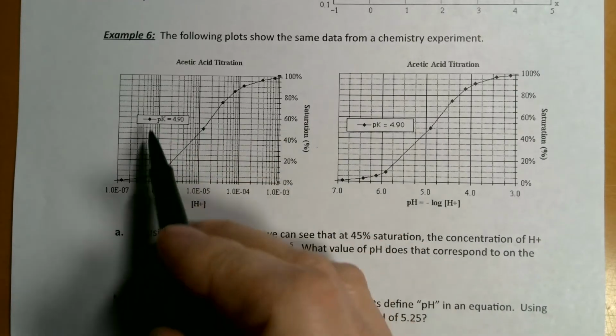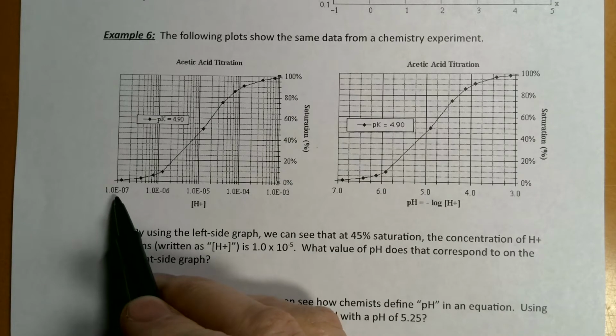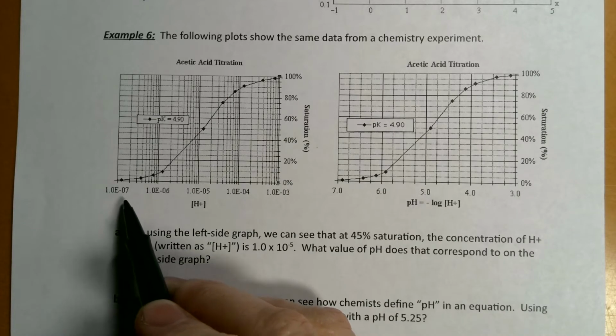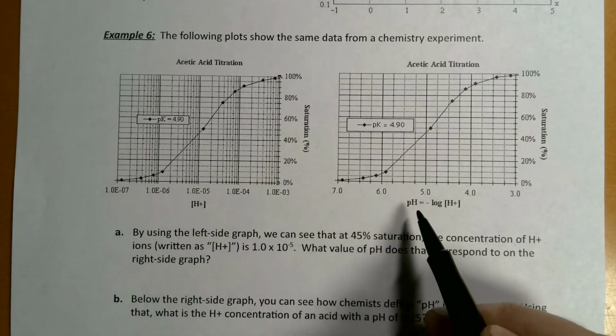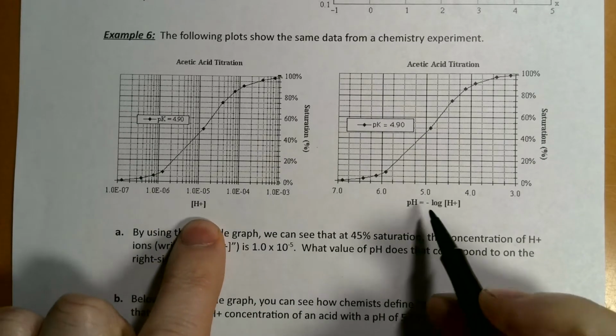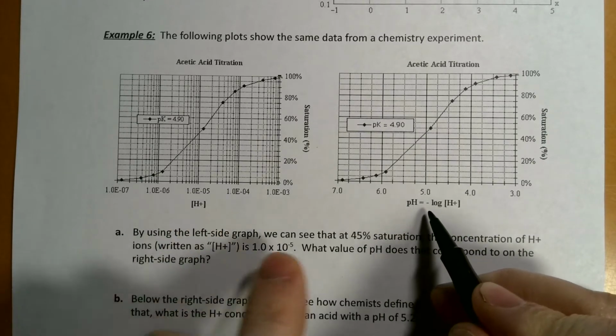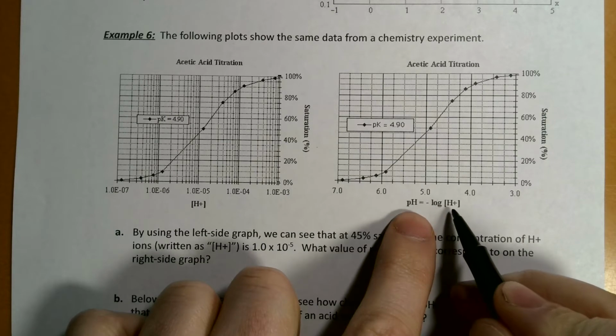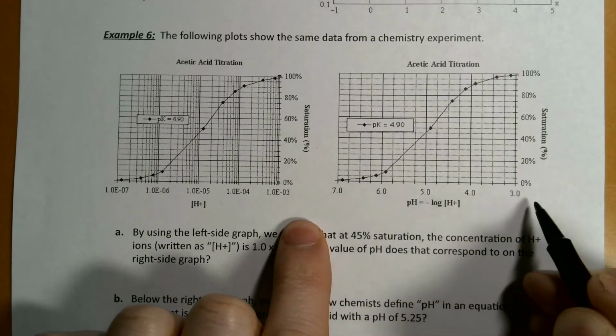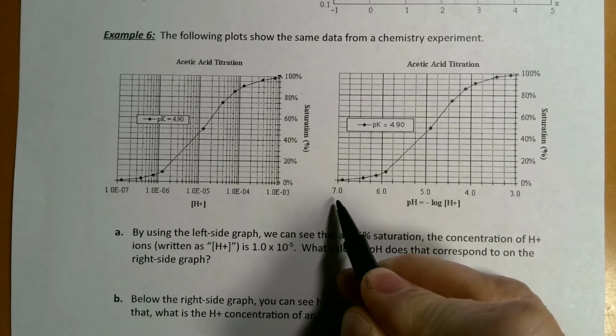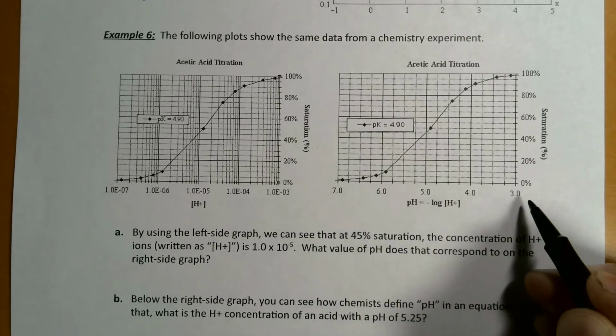Notice this is not a log scale. These numbers are really small, 1 times 10 to the negative 7. And then when we apply the pH formula to these positive hydrogen ions, we get a formula that does negative log of H plus, and the scale looks nice and pretty, right? You get these nice whole number values, 7, 6, 5, 4, 3.